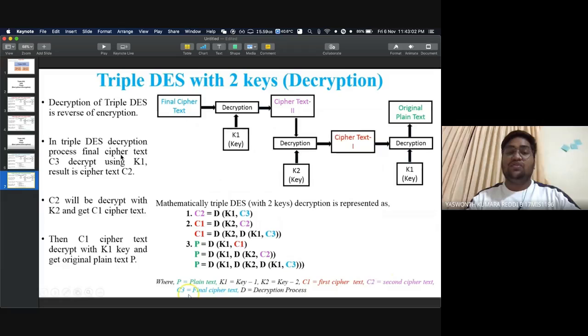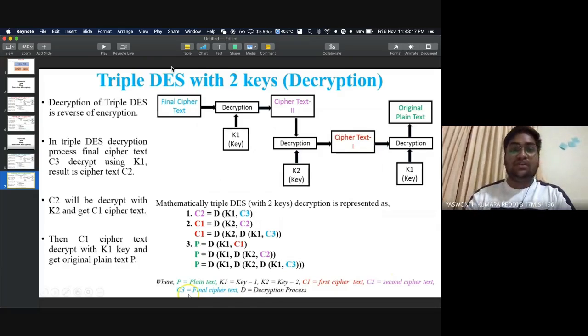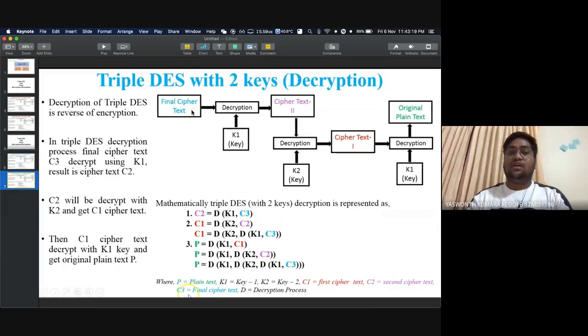We are doing the reverse of the process where the encryption was done. As you can see in the diagram, first the final ciphertext is decrypted with key 1, giving ciphertext 2, then decryption with key 2 gives ciphertext 1, and then decryption with key 1 gives the original plaintext.